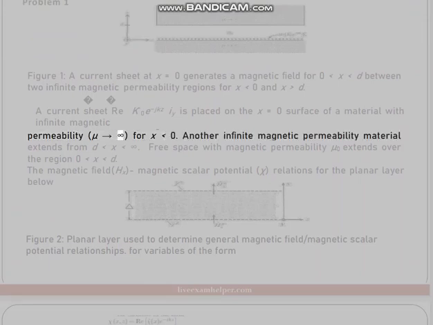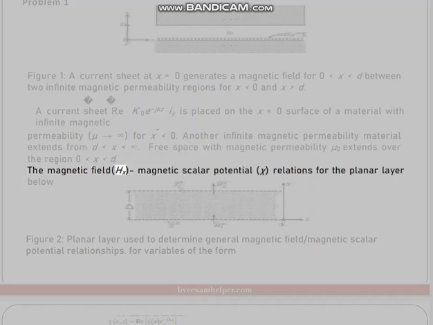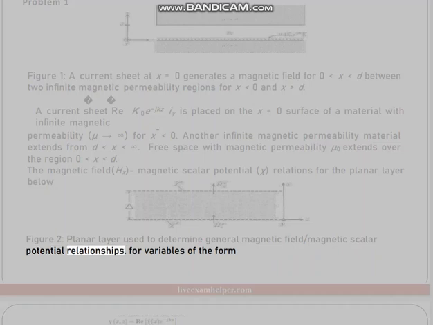Permeability, infinity, for x less than 0. Another infinite magnetic permeability material extends from d less than x less than infinity. Free space with magnetic permeability μ0 extends over the region 0 < x < d. The magnetic field H_x, magnetic scalar potential chi, relations for the planar layer below. Figure 2, planar layer used to determine general magnetic field/magnetic scalar potential relationships.